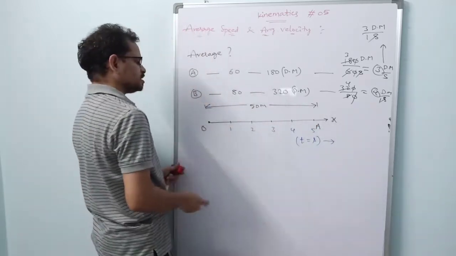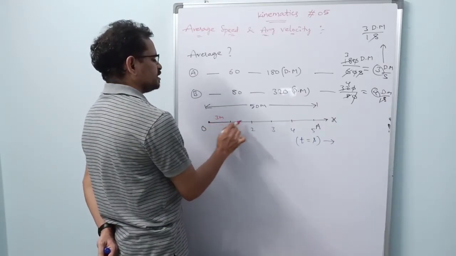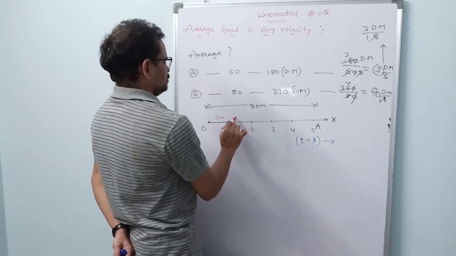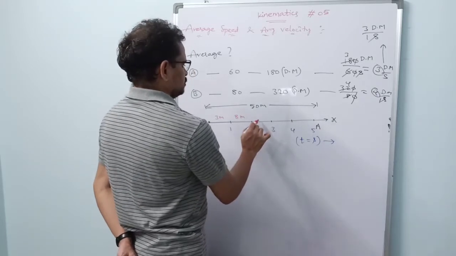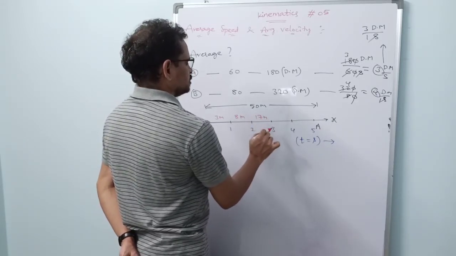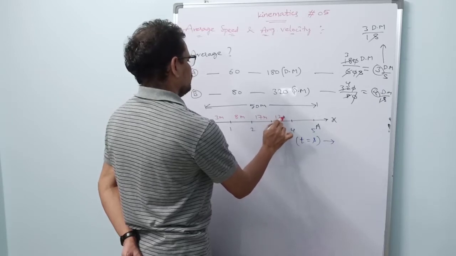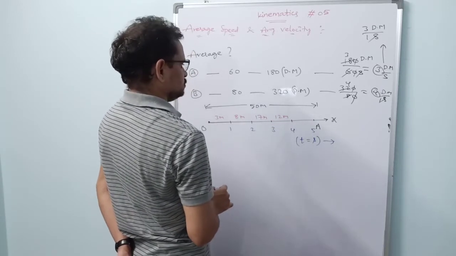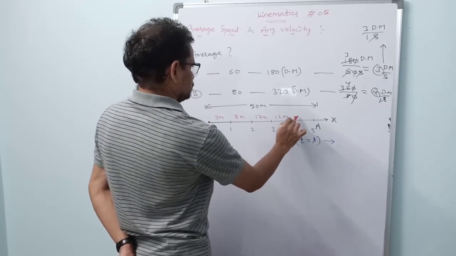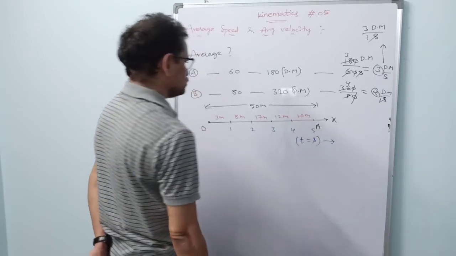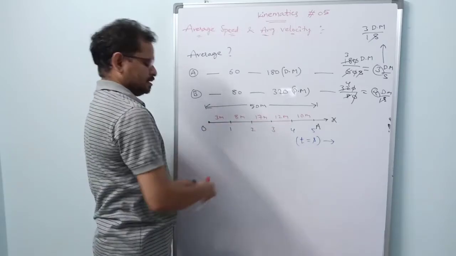And let us suppose the distance traveled in the first second is 3 meters. Here it is 8 meters. Here 17 meters. Here 12 meters, and the last one is 10 meters. See here, a car is going from point O to point A.